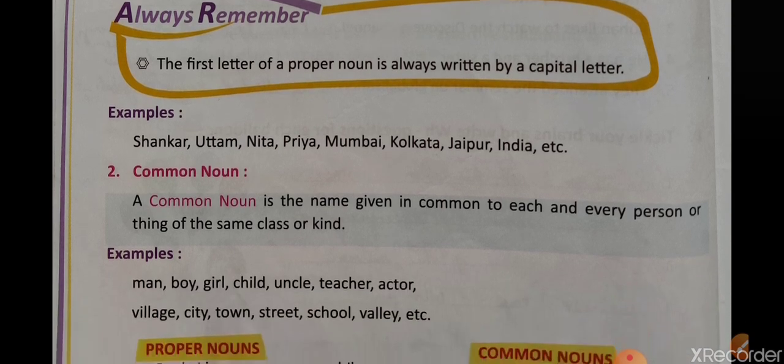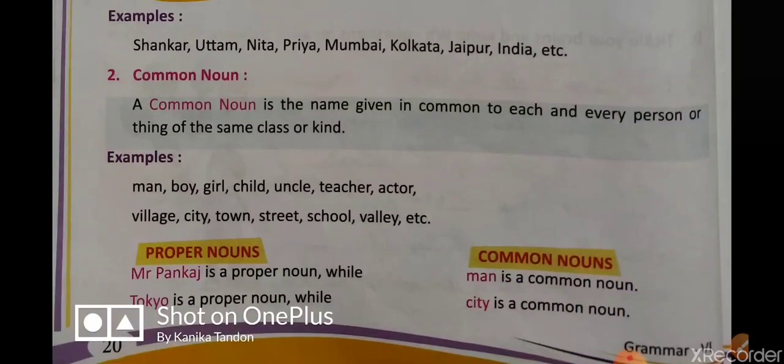Coming on to the next one, which is common noun. A common noun is the name given in common to each and every person or thing of the same kind, class or kind. For example, all the male community or all the female community is given a name which is masculine or feminine. If we collect all the men together, the whole community is called men.